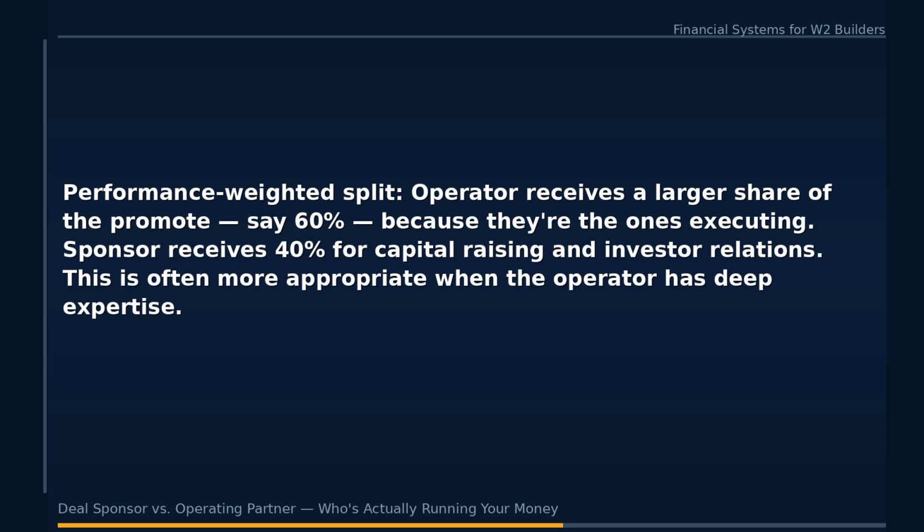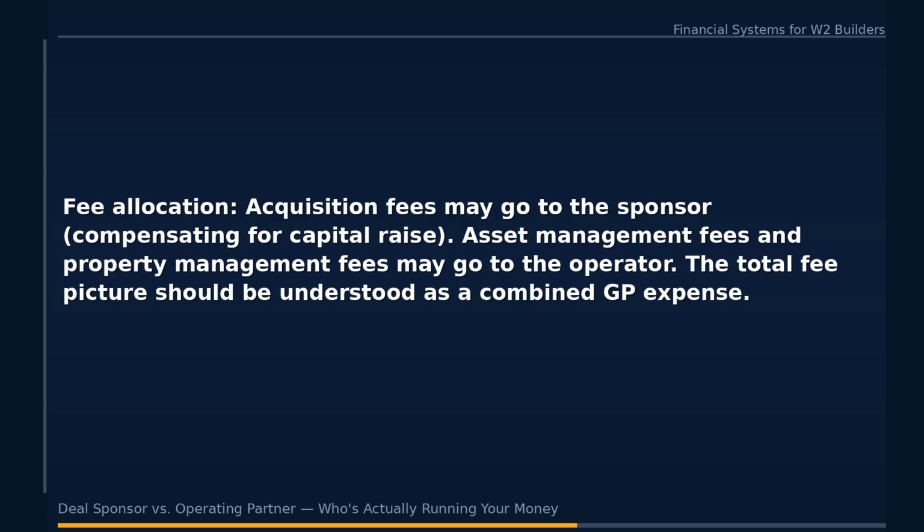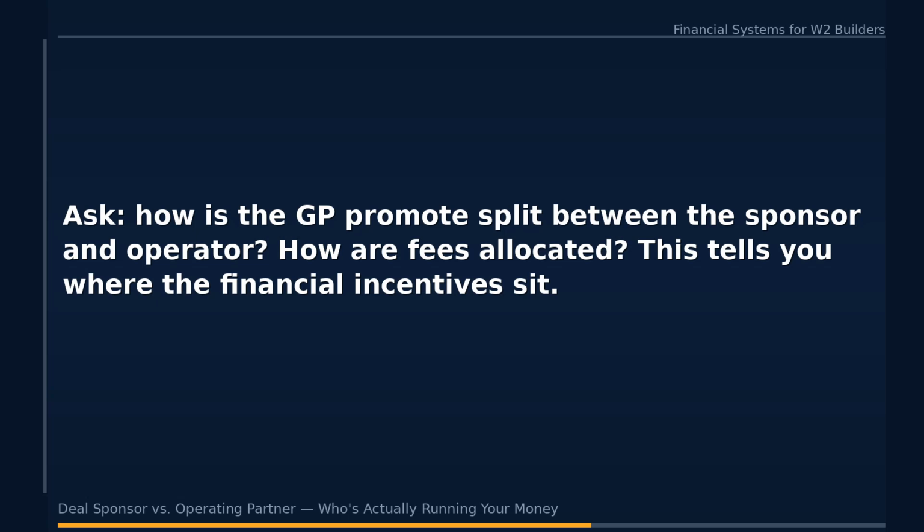Fee allocation: acquisition fees may go to the sponsor, compensating for capital raise. Asset management fees and property management fees may go to the operator. The total fee picture should be understood as a combined GP expense. Ask, how is the GP promote split between the sponsor and operator? How are fees allocated? This tells you where the financial incentives sit.